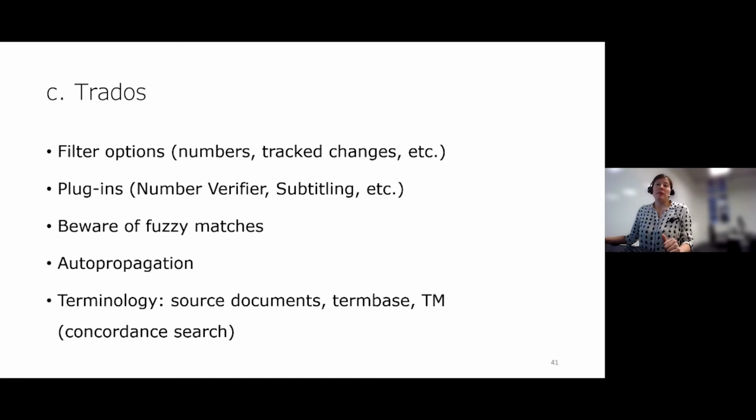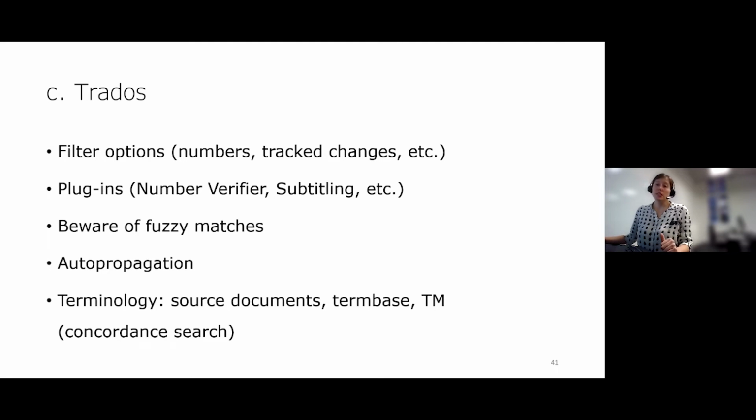If you have auto-propagation enabled, when you make a change in one segment and confirm it, that change will be applied to all matching segments in the file, so we recommend having it activated. But again, auto-propagation doesn't always do a great job with numbers, so make sure to check those even if Trotos recognizes them as matches.